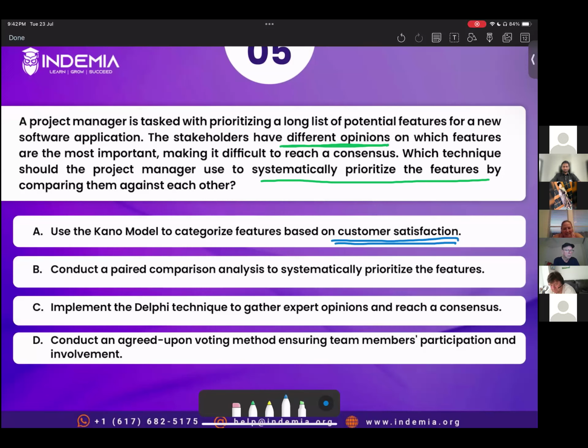A very similar explanation to Nikki. I simply did not think that a voting method would have been a very practical solution. Well, yes, practical, but to me it's not a sensible one. If there are different opinions and the question is about systematically prioritizing the features, paired comparison would have brought up a list of prioritized features that would have solved this scenario. So that's why I picked option B.